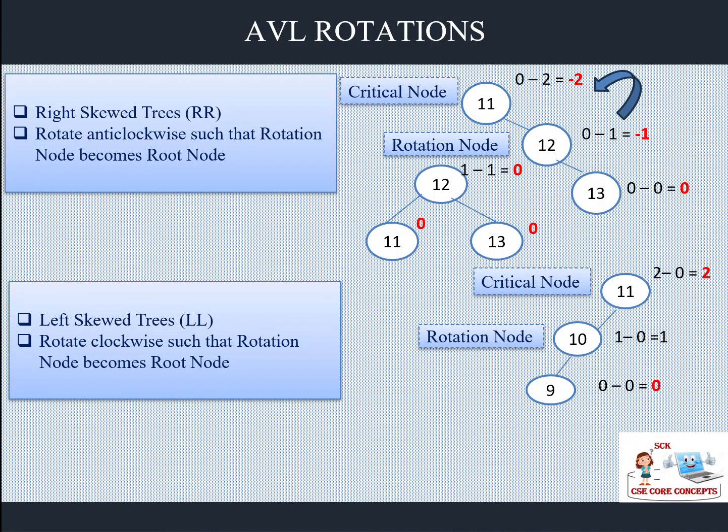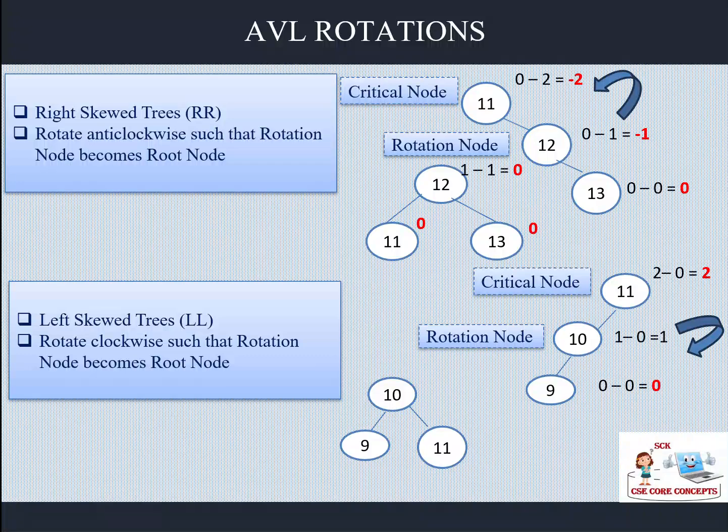So you have to keep the rotation node fixed and rotate in a clockwise direction this time. If you do that, who becomes your root node? 10 becomes your root node, and 9 is the left subtree and 11 is the right subtree. In each of these cases, one thing you can observe is that they all satisfy the condition of a binary search tree.